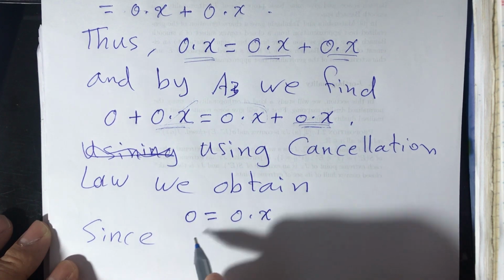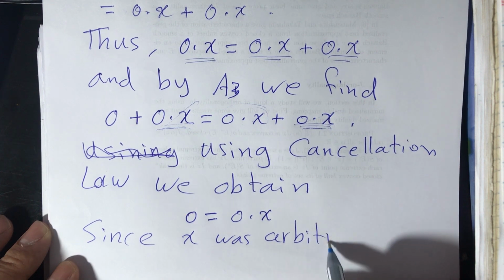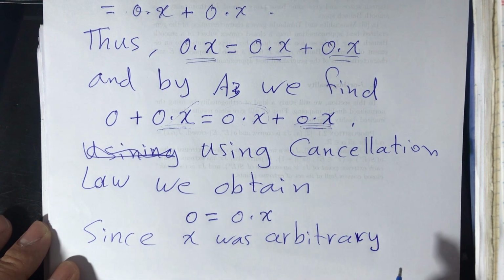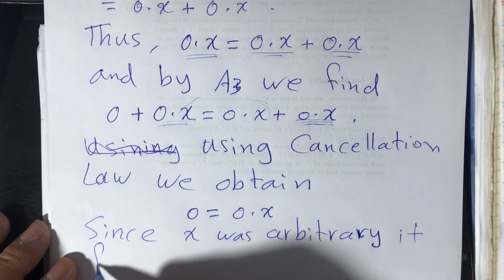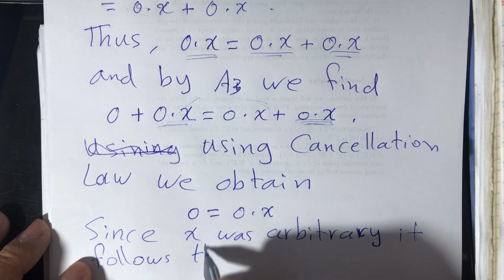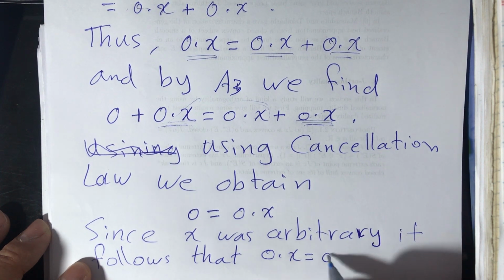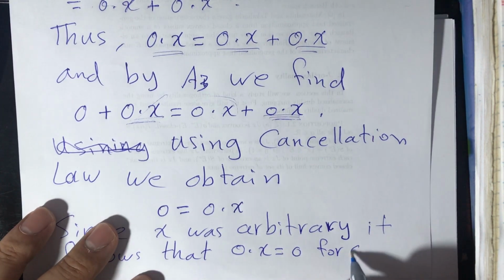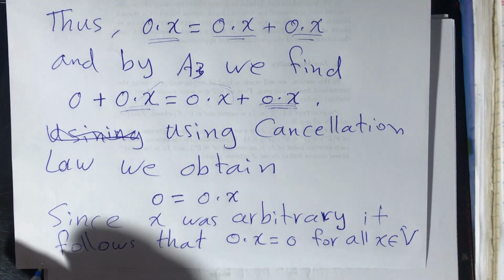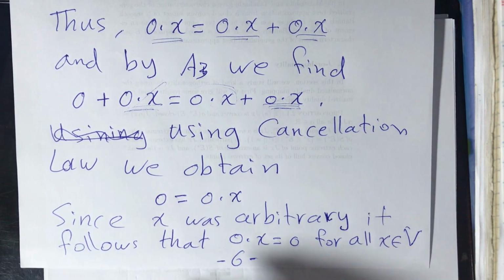Since x was arbitrary, it follows that 0 dot x is equal to 0 for all x belongs to V. And this is page number 6.